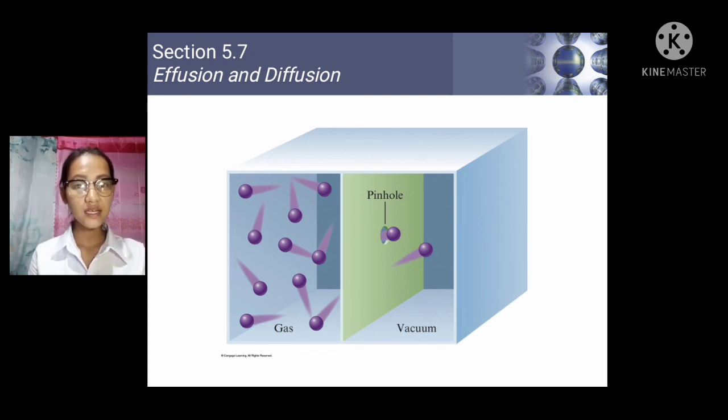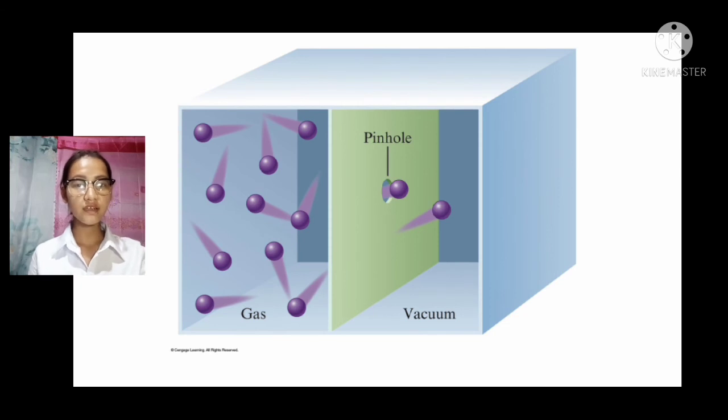So this left side is the lower concentration, because there are a lot of particles here, and the right side is the high concentration. The smallest particles are going to transfer to the higher concentration through the pinhole. So this is what we call effusion. The pinhole is the opening of the chamber.